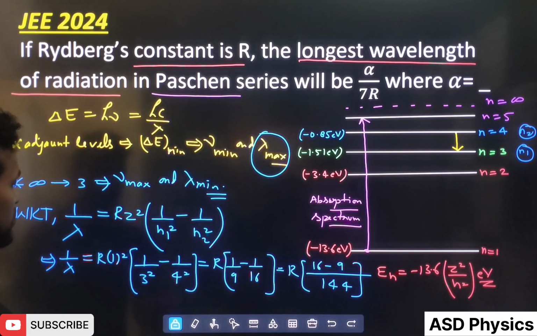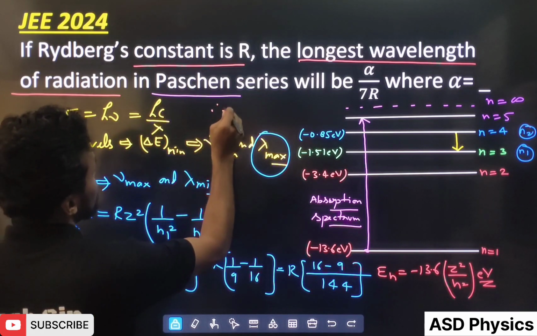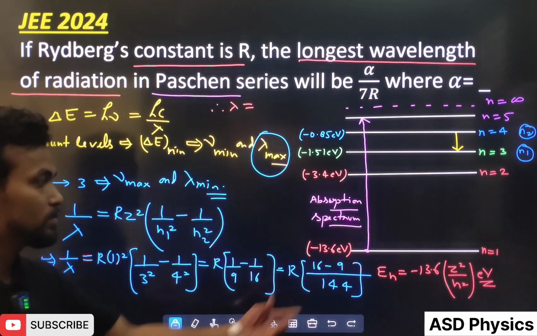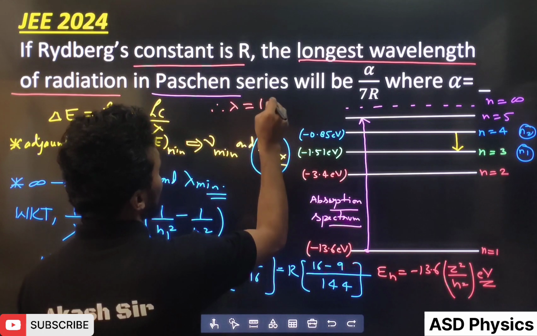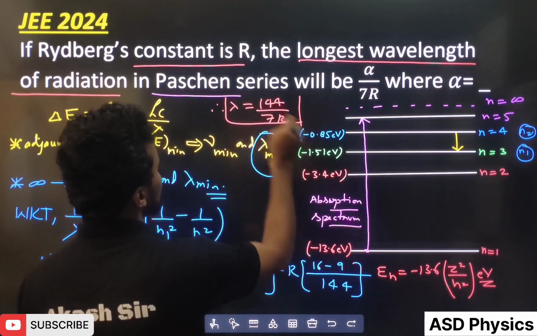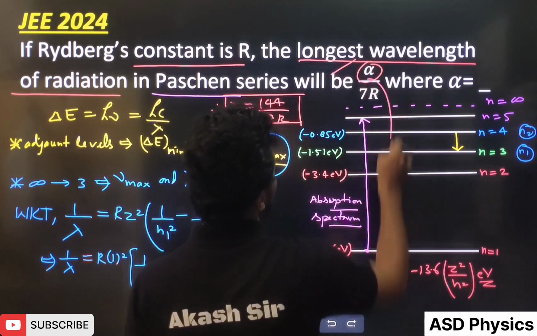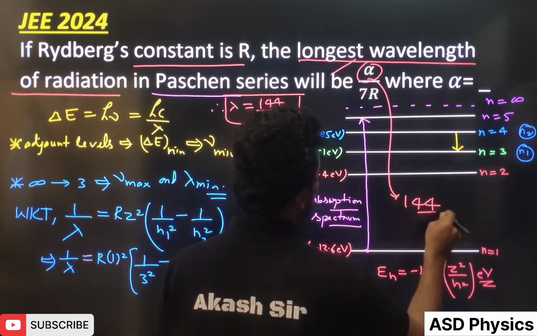Okay students, now after that, if I simplify this, let me write here. So lambda equal to 144 by 7R. And this one, if we compare with this one, what is the value of alpha students? This value of alpha will be how much here? 144.